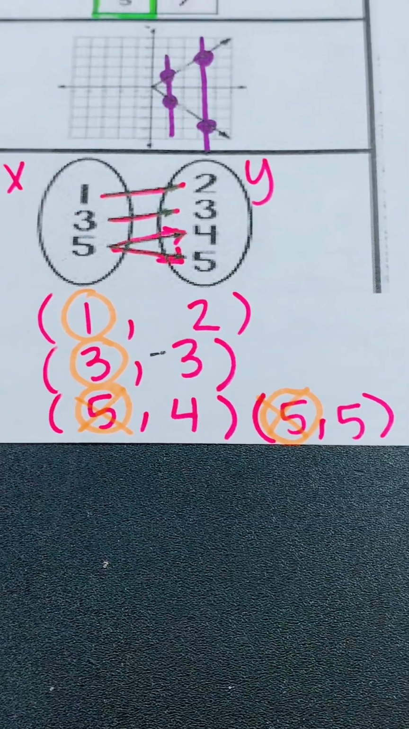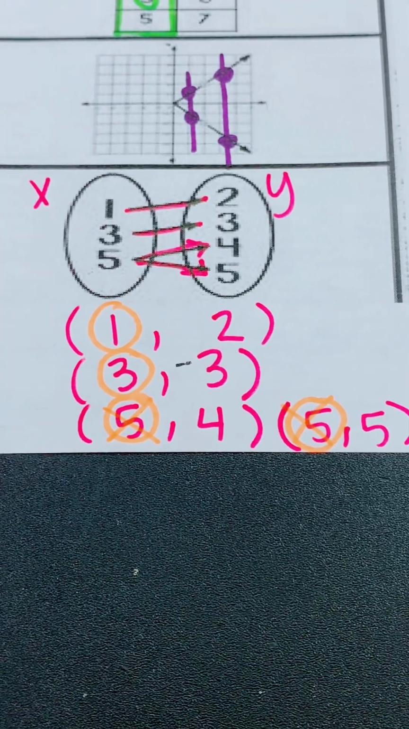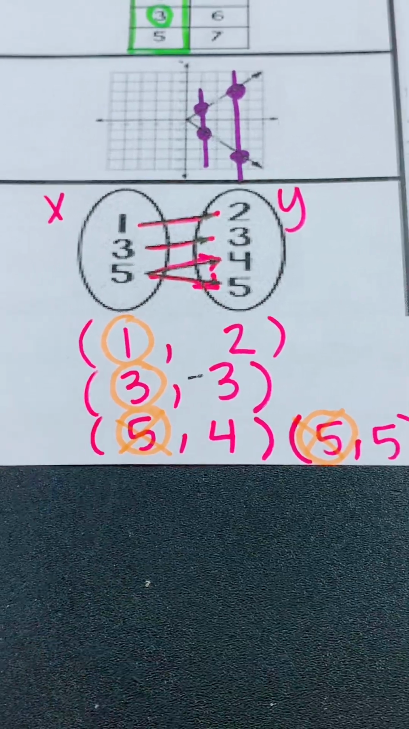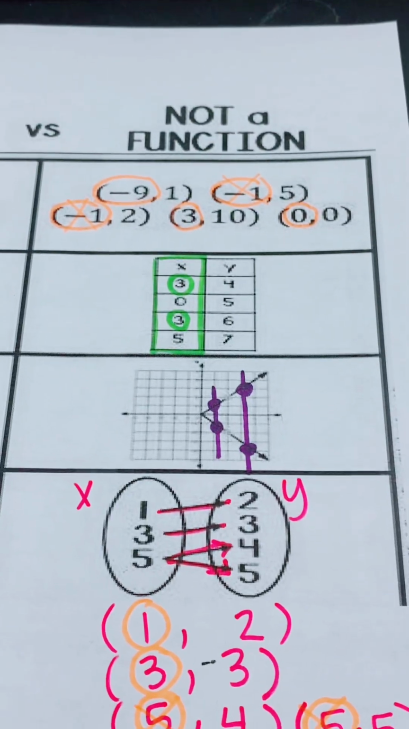So looking at this list of ordered pairs, I notice that 5 has been repeated twice for my x value. That means this is not a function.